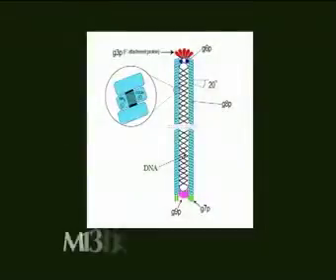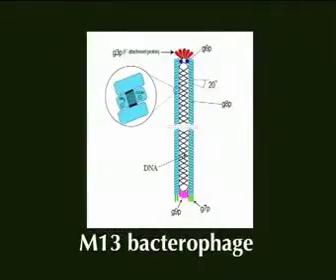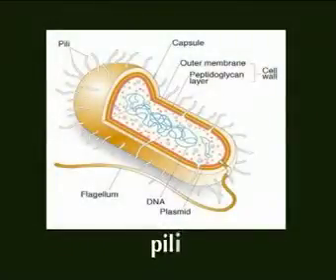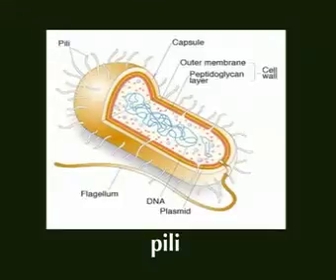F plasmid containing E. coli strains are required in molecular cloning involving M13 filamentous bacteriophage. The F plasmid carries the sex pili gene, which encodes the cell surface binding site for M13 phages.